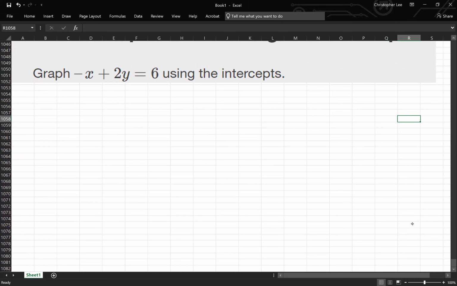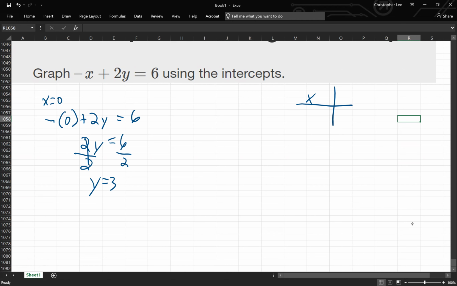So let's plug in 0 for x. So x equals 0. This becomes negative times 0 plus 2y is equal to 6. This becomes 2y is equal to 6. Divide by 2, divide by 2. y is equal to 3. This is my y-intercept. So when x was 0, y became 3. Y-intercept.